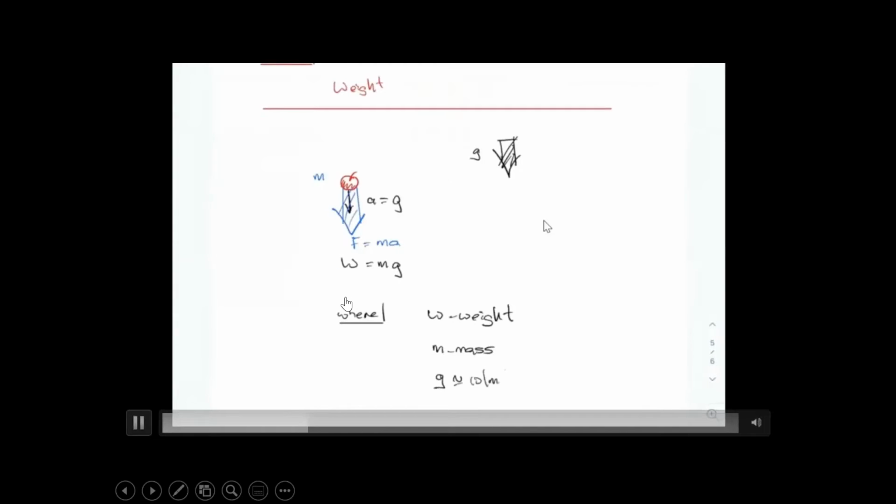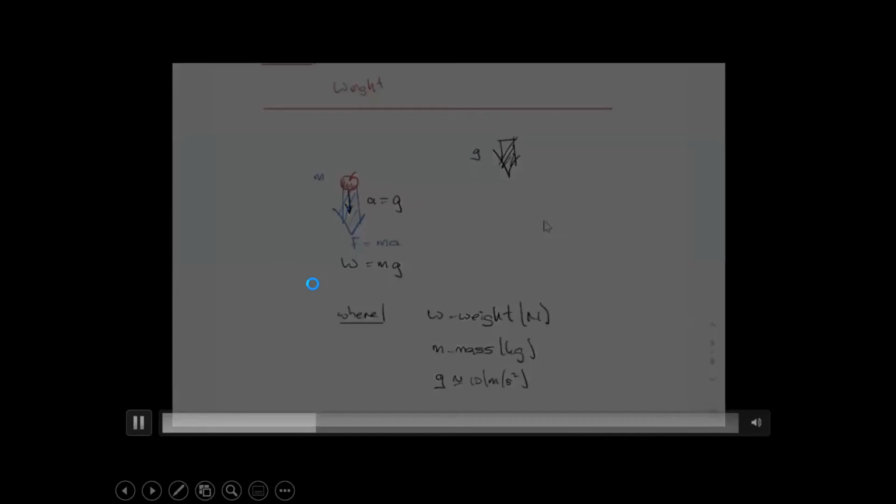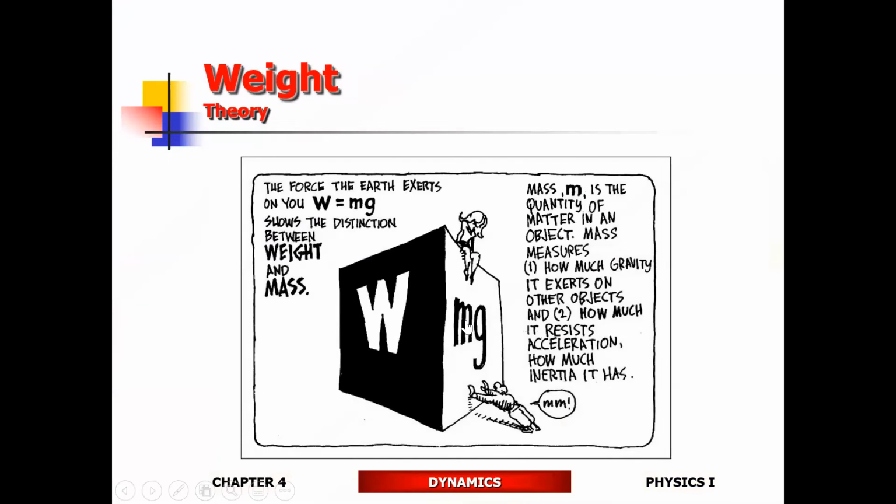W is your weight, M is your mass, G is the acceleration due to gravity, and that's it. Okay, so get out of it. Weight is mass times the gravitational acceleration. Okay, what is G? What's the value for G?